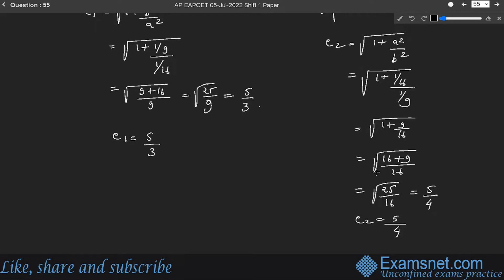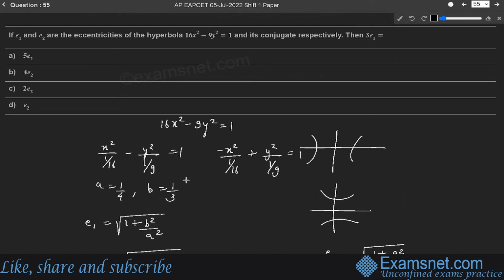Now we have to find the value for 3E1. So from here, 3E1 will be equal to 5 by cross multiplication. 3 will go to the other side. And we have E2 is equal to 5 by 4. So 4E2 will also be 5. So we can say that 3E1 is equal to 4E2. Therefore, the value of 3E1 is 4E2. So option number B is the correct option for this question.